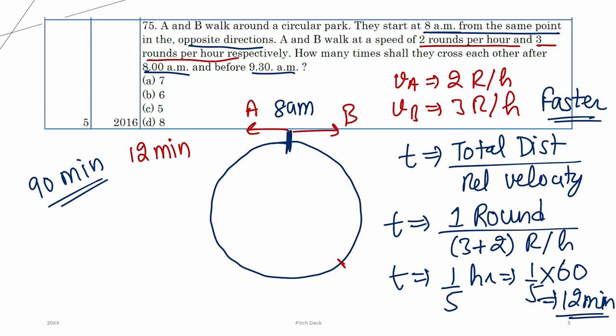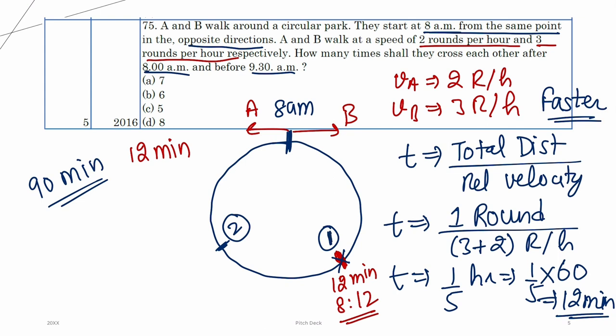Now let's suppose they meet here for the first time after 12 minutes. Now the time is 8:12. Again, if you want to say when are they going to meet after this point? When are they going to meet again? So here again, suppose this is the starting point. Now tell me when are they going to meet for the first time? If you calculate this, they are again going to meet somewhere, but after 12 minutes again.